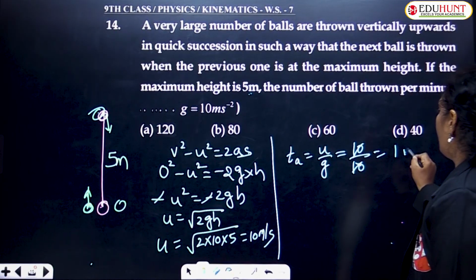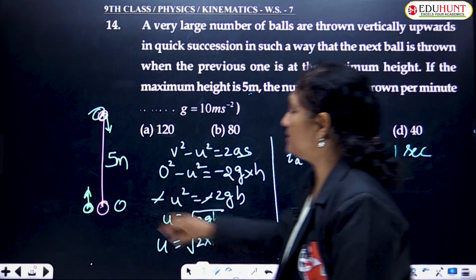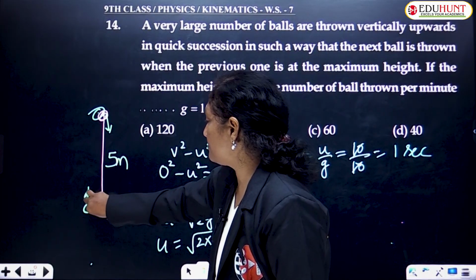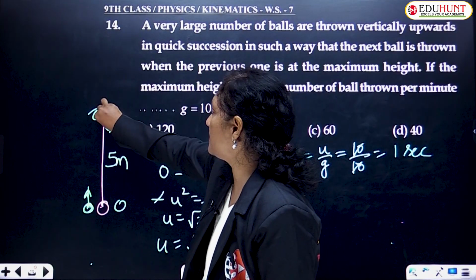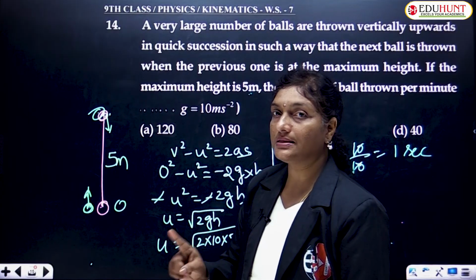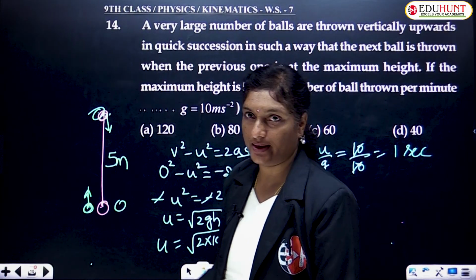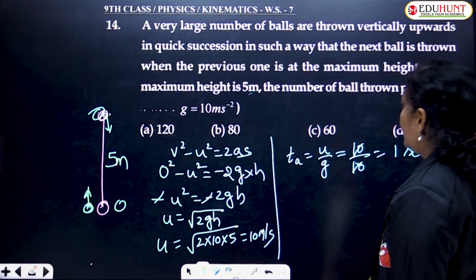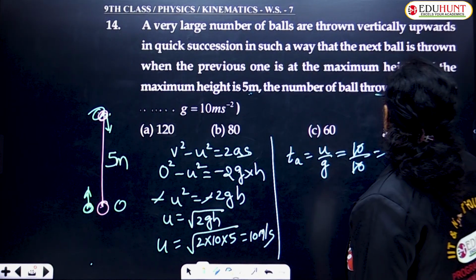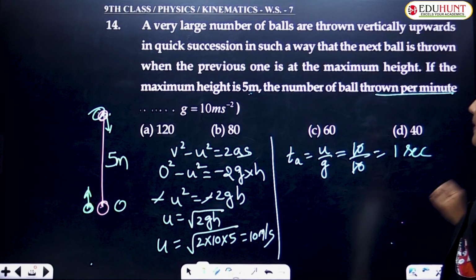Hence, time of ascent is 1 second. So, in order to make this ball move from the ground to the highest point, how much time did it take? It takes 1 second. Every ball takes 1 second to reach the maximum height. But here, what was the question they asked for? The number of balls thrown per minute.